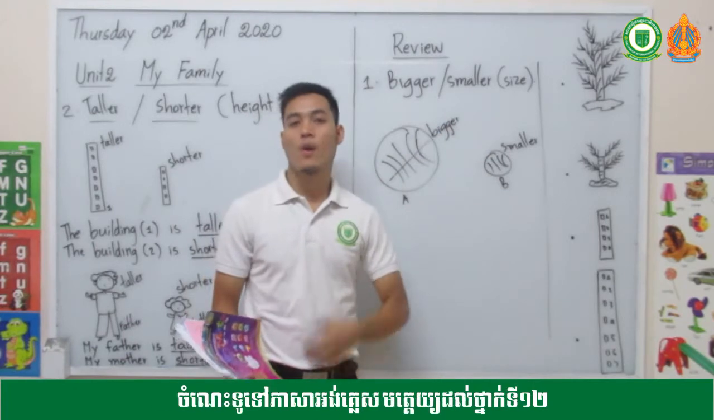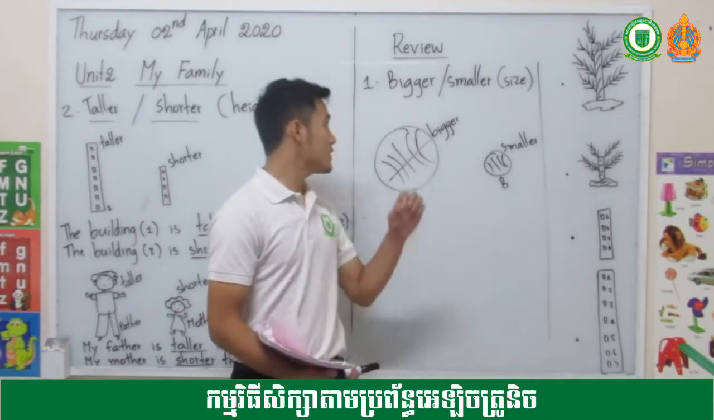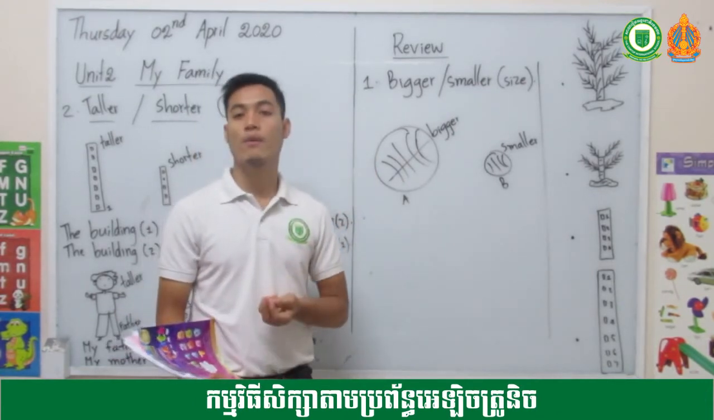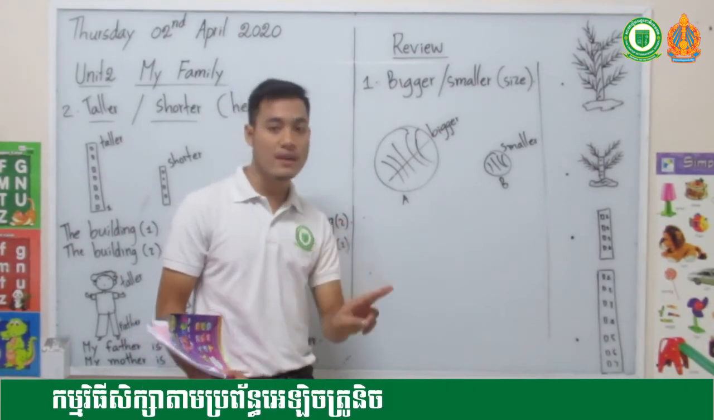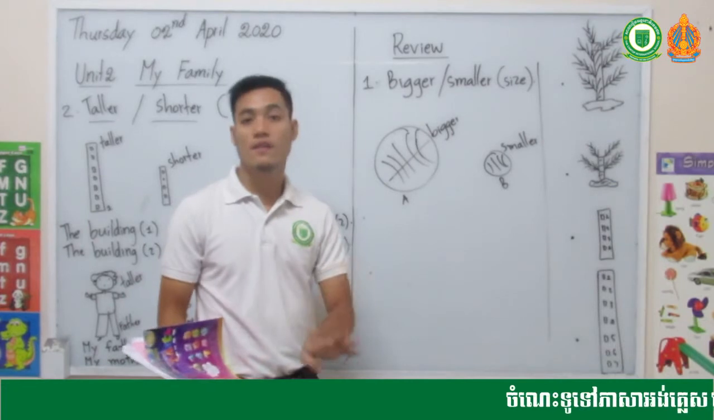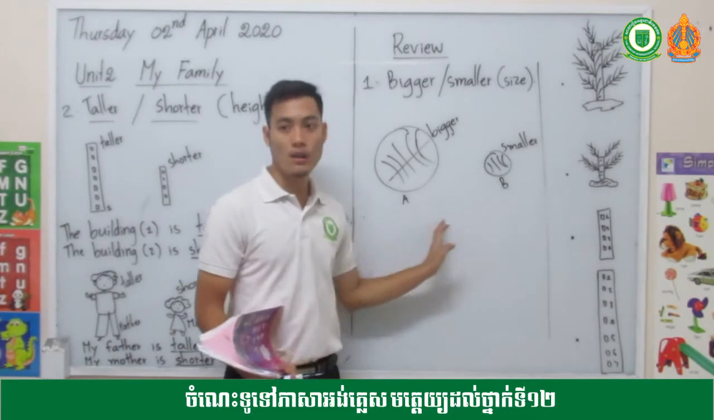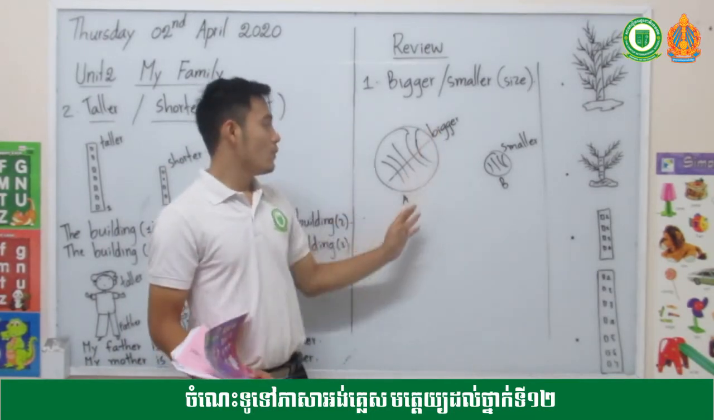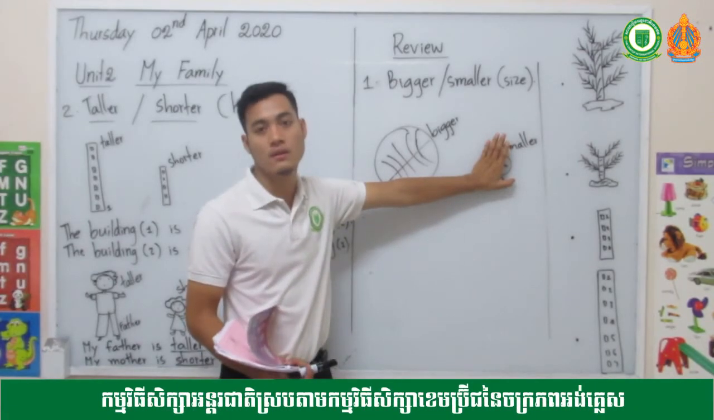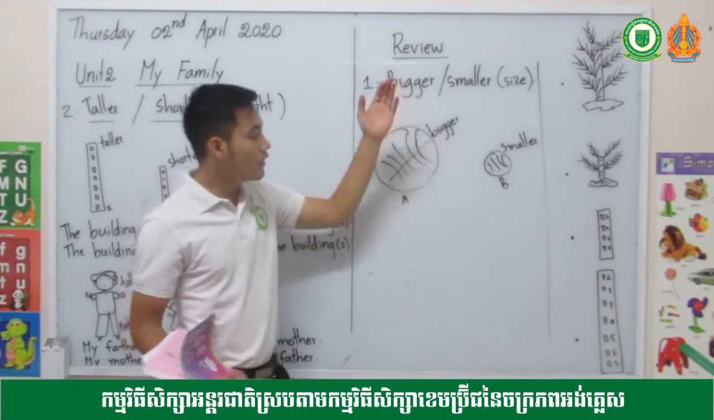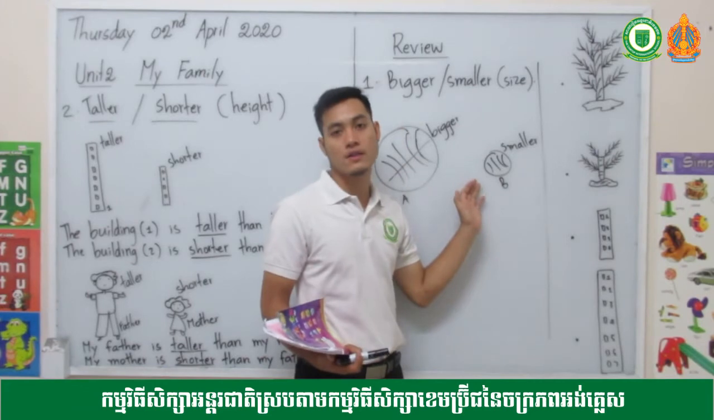So the question is, when do we use the words bigger and smaller? So we use the words bigger and smaller when we want to compare the size of 2 things, whether it is bigger or whether it is smaller. So like the example here, there are 2 balls. When you look at the first ball, you're really not sure that the ball is big or the ball is small. And if you look only at ball B, you're really not sure that the ball is big or the ball is small too.